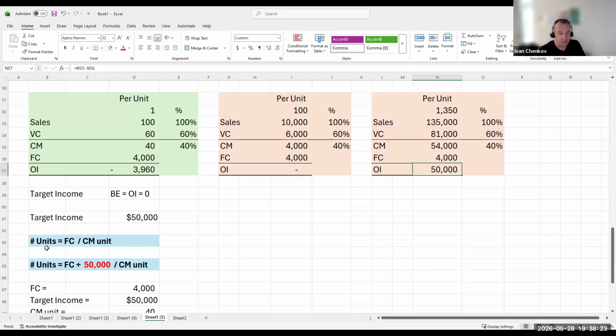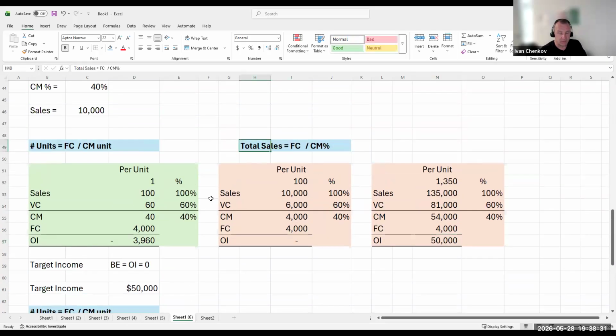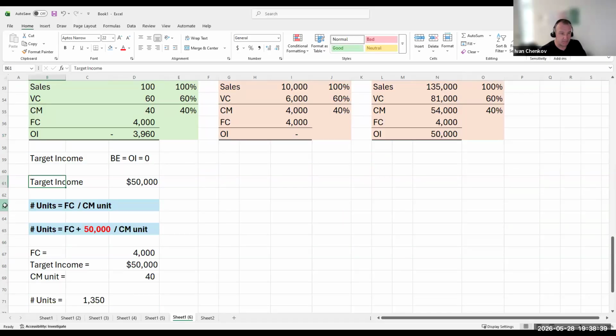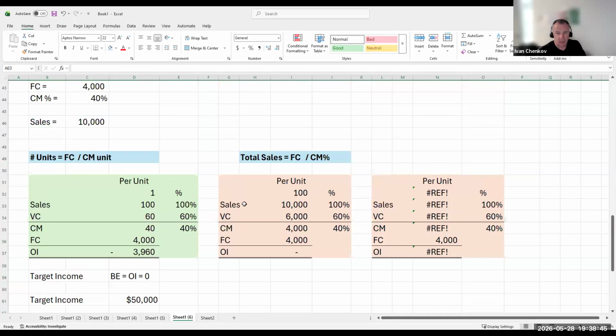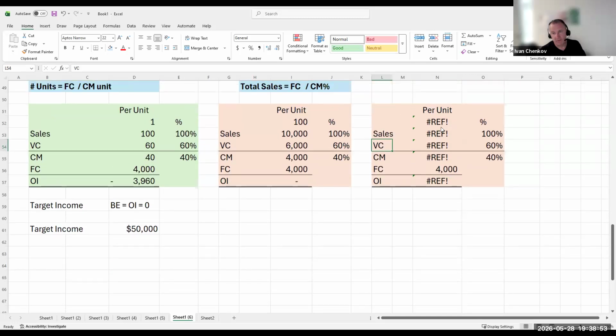Now that's for the number of units. Let's see how the calculation works if we need to run the same thing, but now for the total sales. Now give me a new target income. What will be the new target income that you want me to achieve? Give me any number, doesn't matter. 100,000. Okay, let's go with the $100,000. Now the new target income is $100,000.